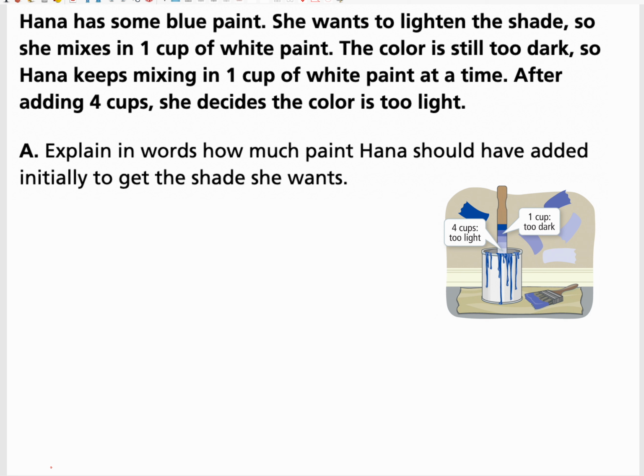Kurt. So would the question be like we could just use like W for white paint? Absolutely, W. But now we're not even writing it yet. We're going to do that in just a second once we've said it in words. So just explain in words what she should have done. Ben. She should have added halves of cups of white paint. Okay, that's a strategy, but I'm just looking for an explanation of how much paint she should have added.